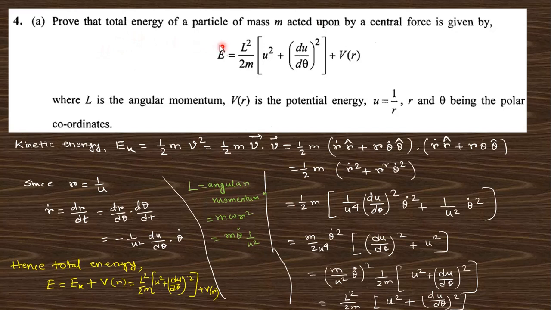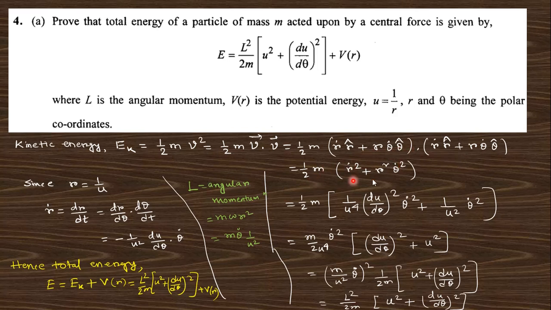Prove that the energy of a particle of mass m acted upon by a central force is given by this expression. So energy will be this, and you need to prove it. At first, you can say there is a potential part, and this will be the kinetic energy. The kinetic energy is half m v square, equal to half m v dot v, and this is the expression of velocity in the two-dimensional polar coordinate system. So this is the velocity term.